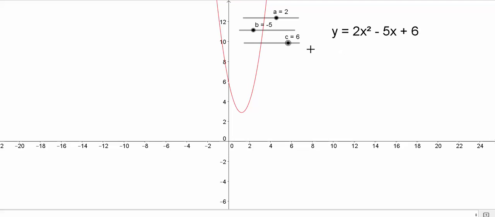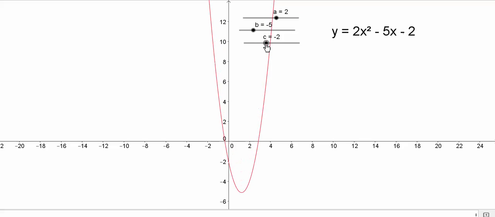So you can see here, c is 6, and this is the point it crosses the y-axis, where y equals 6, and that is of course the point where x equals 0. If x equals 0, the x squared and the x terms are both 0, and y equals 6. As I vary c, you can see there we have c equals minus 3, and down here it crosses or intercepts the y-axis at minus 3.